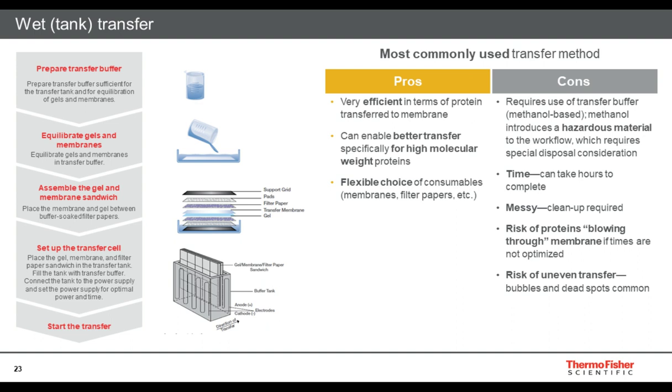Another important factor during transfer is the method and protocol used. Traditional wet tank transfer can provide high efficiency and is the widest used method. It relies on traditional tank formats with use of Towbin transfer buffers and manually setting up the transfer sandwich using an assortment of available membranes and filter papers. While wet tank transfer continues to be a very popular choice for many researchers, there are some downsides to this method, including the use and disposal of hazardous methanol-based buffers, longer amounts of time needed to complete the transfer, and performance risks such as blow-through or uneven transfer.